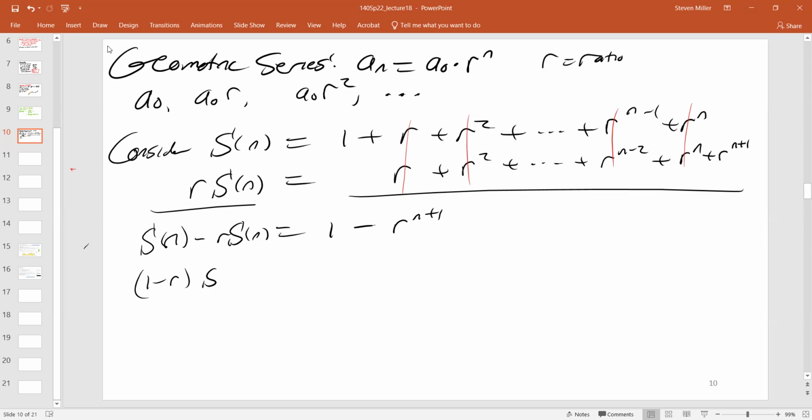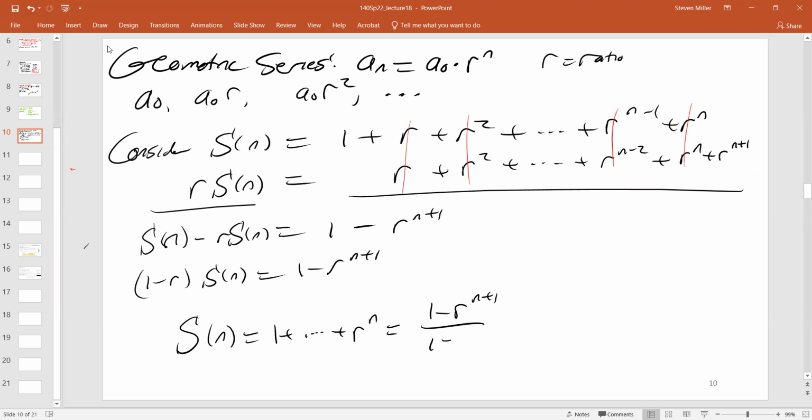Well, I can factor the left-hand side as 1 minus r times S_n. So we get that the finite geometric series 1 plus r plus ... plus r to the n is 1 minus r to the n plus 1 over 1 minus r, which is 1 over 1 minus r minus r to the n plus 1 over 1 minus r.